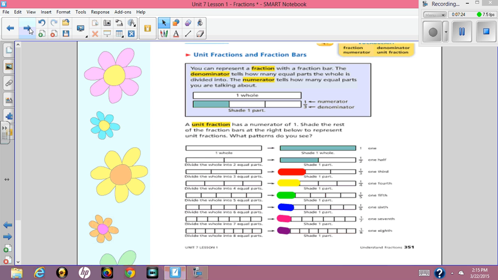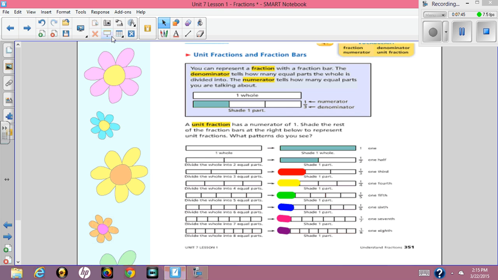assessment of that. It says unit fractions and fraction bars. Now, fraction bars are simply a way to demonstrate a fraction. So you can represent a fraction with a fraction bar. The denominator tells us how many equal parts the whole is divided into, and the numerator tells us how many equal parts you're talking about.